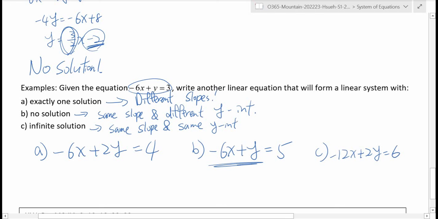So those are the properties of linear systems. You can tell how many solutions you're going to get depending on the slopes and the y-intercepts. Different slopes means exactly one solution. Same slope but different y-intercept means no solutions at all, because it would be two parallel lines. If they have the same slope and same y-intercept, they're identical lines, and therefore you have infinitely many solutions.